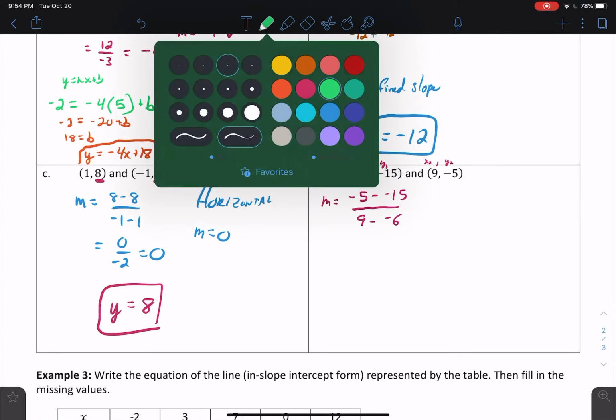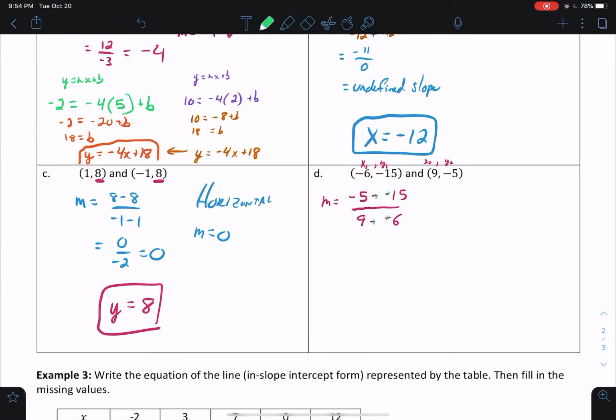All right, so we got plus a positive in both of these. So negative 5 plus 15, that's going to give me 10. 9 plus 6 is going to give me 15.